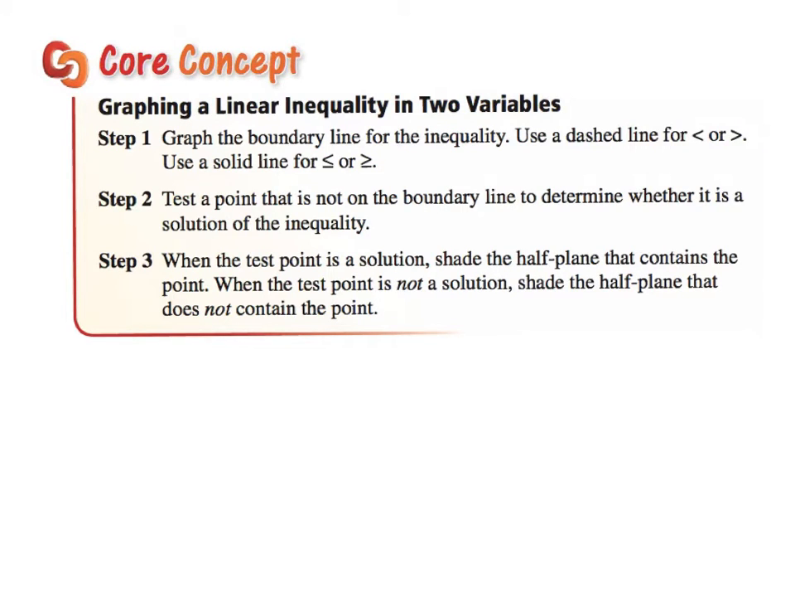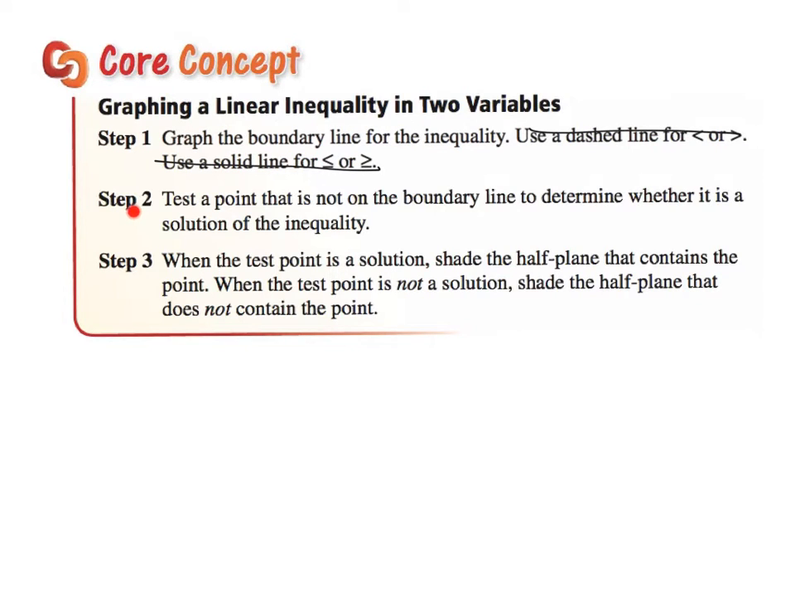Now, you can pause the video and write this down, but I'm just going to quickly go over this. Step 1, you're going to graph the boundary line for the inequality. You're going to use a dashed line for less than or greater than, a solid line for less than or equal to, or greater than or equal to. Now, before we go on, I really don't like when they tell you this. While it's true, I want you to understand the meaning. Why do you use a dashed line? Because the points on the line are not solutions. A dashed line represents the line itself. And if it's dashed, the points on that line are not a solution.